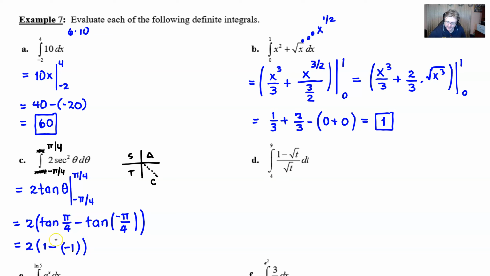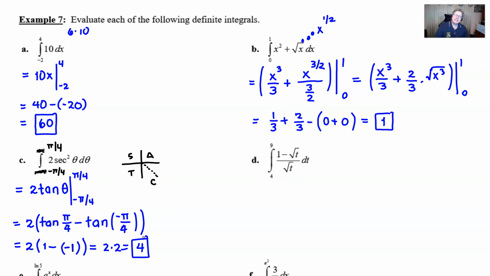And so once you take your 1 minus negative 1 and get 2, you'll multiply that by the 2 in front. And this answer is now actually 4. All right. Let's take a look at part D. I promise the boundaries are correct in part D.